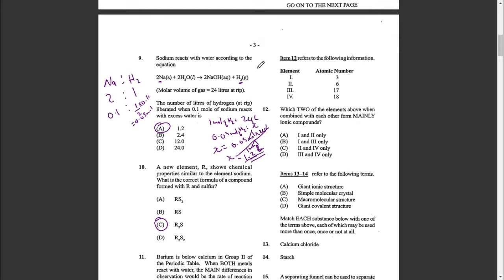Item 12 refers to the following information: 3, 6, 17, 18. Which two of the elements above, when combined with each other, form mainly ionic compounds? And it would be 1 and 3. So B.